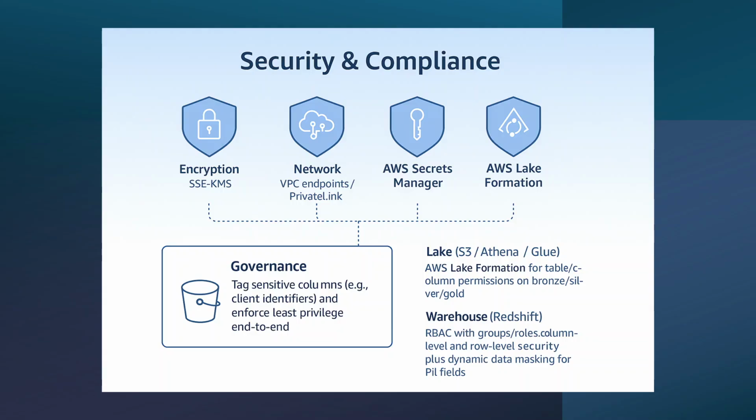Now, for network isolation, all services run inside a private VPC. We connect S3, Glue, and Secrets Manager through VPC endpoints or PrivateLink, so traffic never leaves the AWS backbone. Our Oracle connection uses VPN or Direct Connect, and the SFTP endpoint is restricted to vendor IP ranges. Also, security groups and NACLs follow least privilege rules.